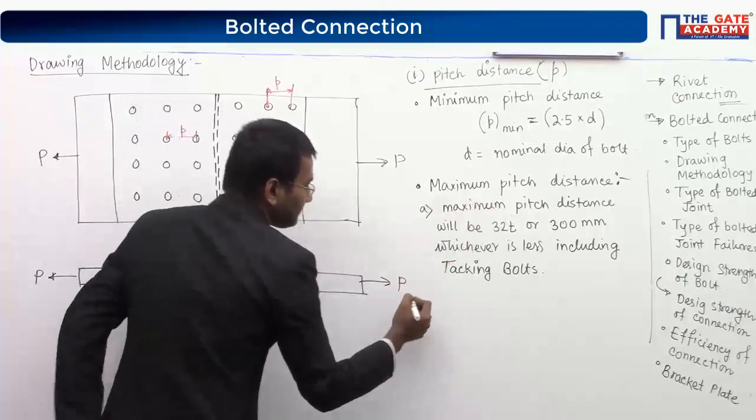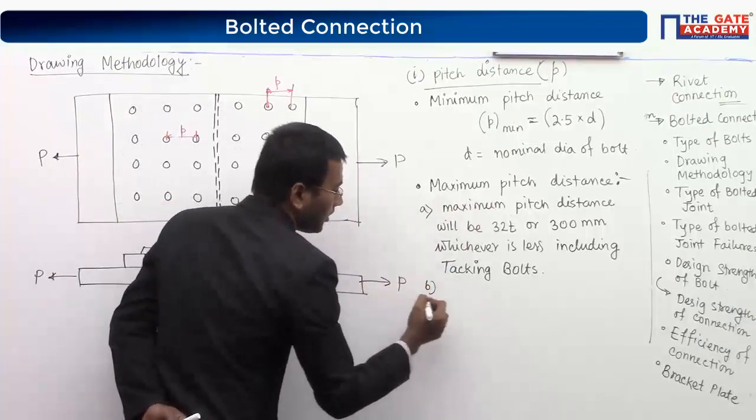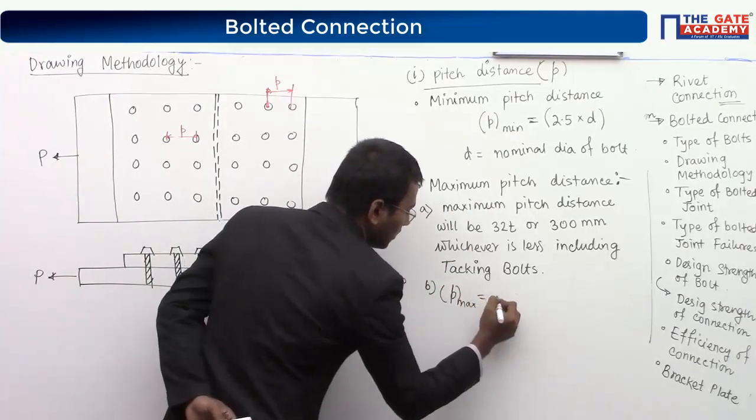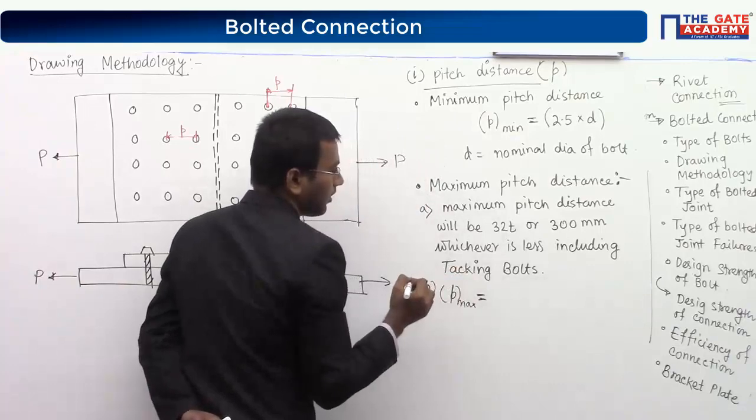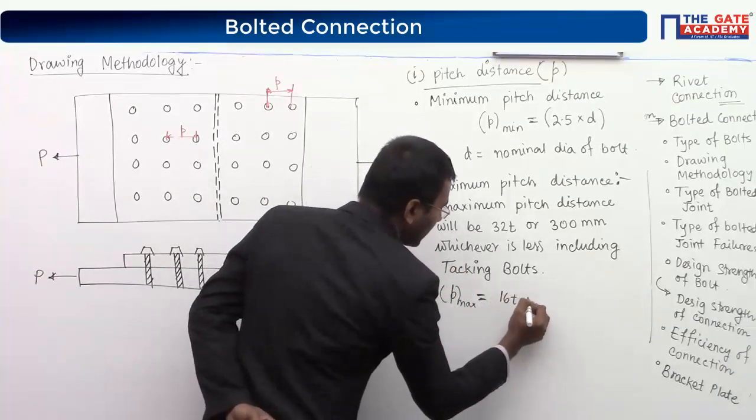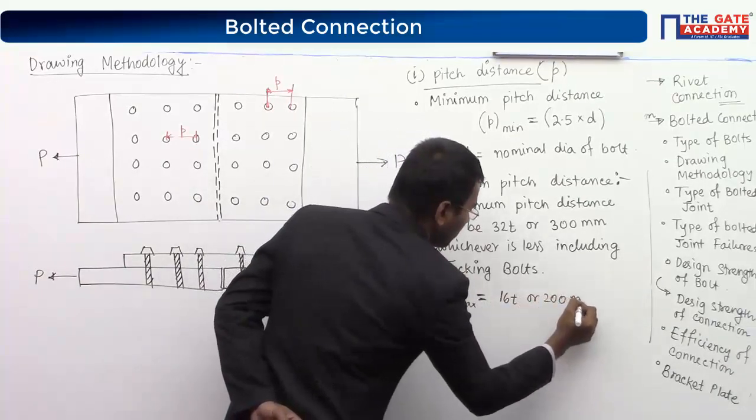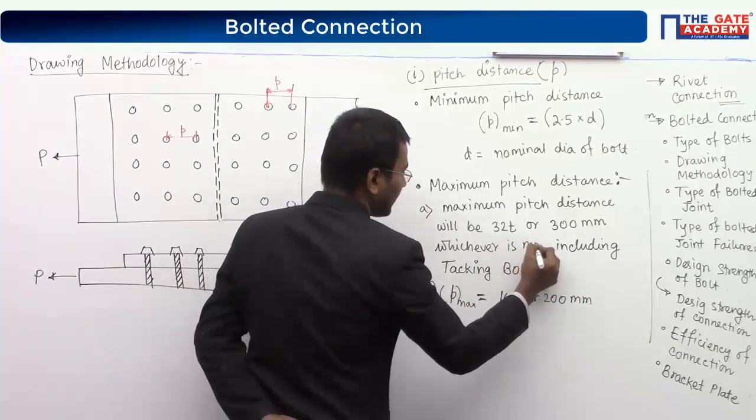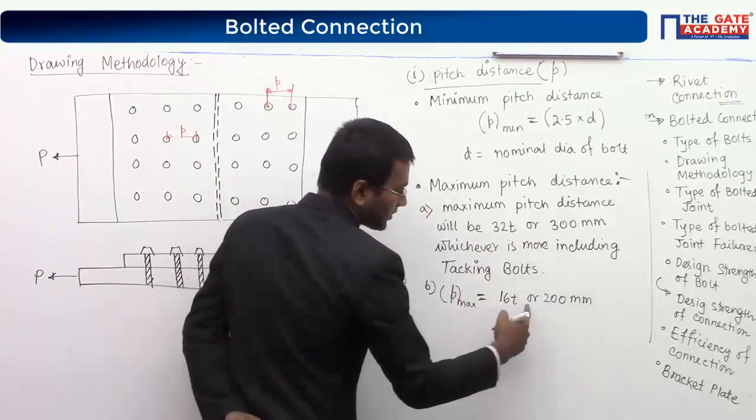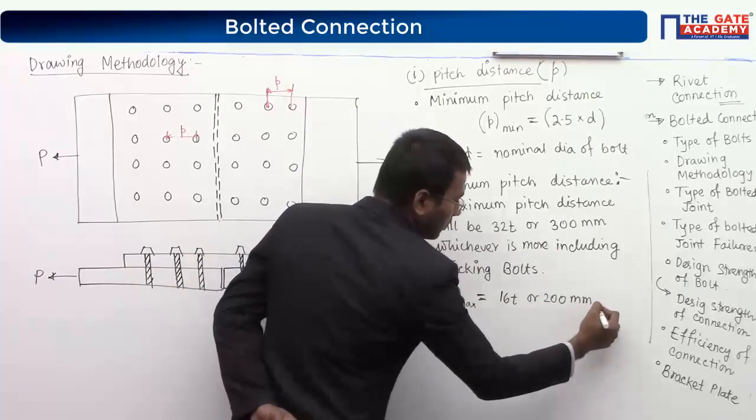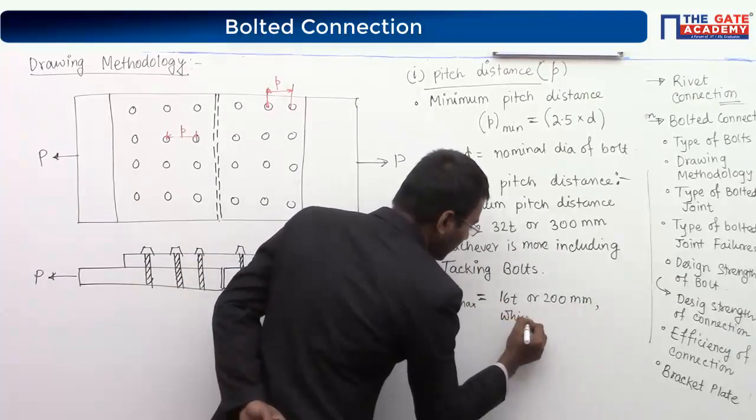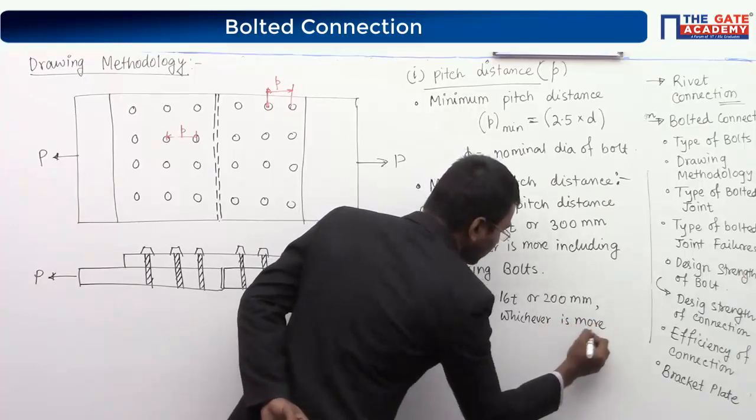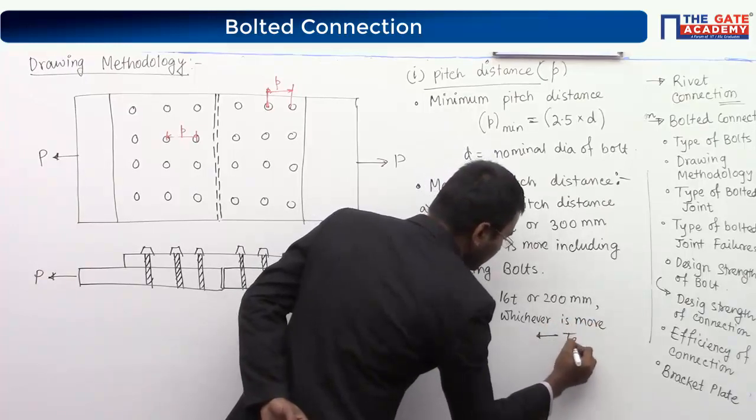Next one, maximum pitch p maximum equal to 16t or 200 mm, sorry, correction please, whichever is more, not less, whichever is more, 16t or 200 mm. This is valid for tension members.